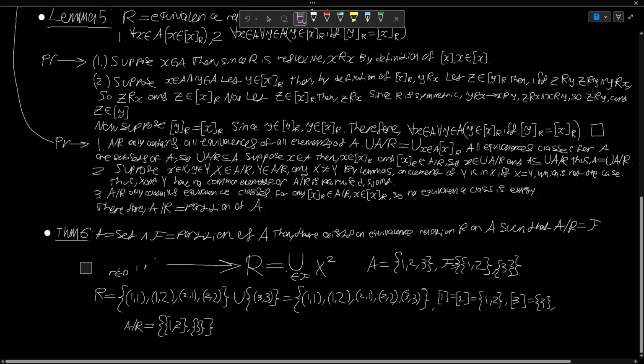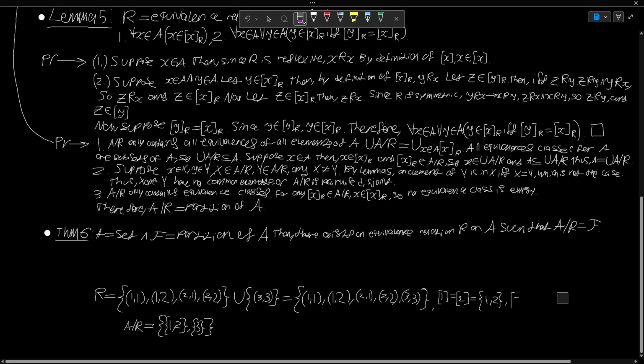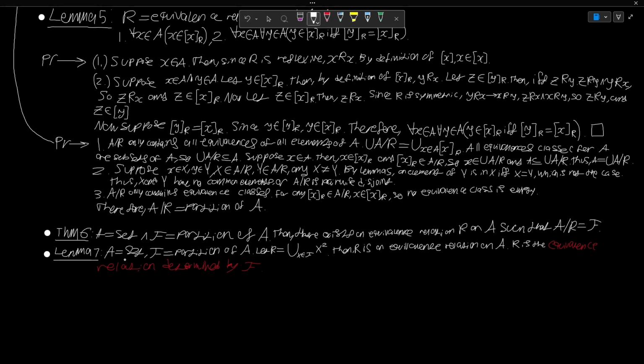Keeping this in mind, let's come up with some lemmas first to prove this theorem. The first lemma says that if A is a set and F is a partition of that set, if we let R be the union for X in F of X squared, then R is an equivalence relation on A, and we'll also call R the equivalence relation determined by F.